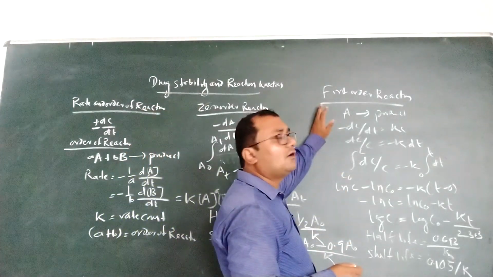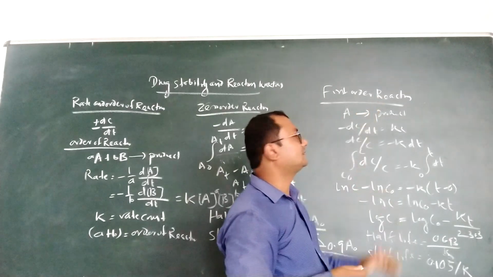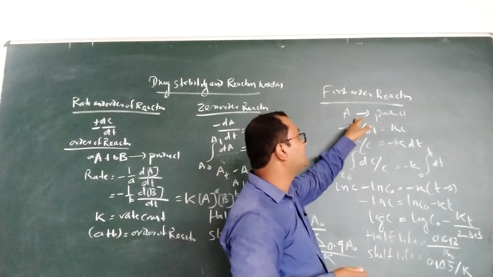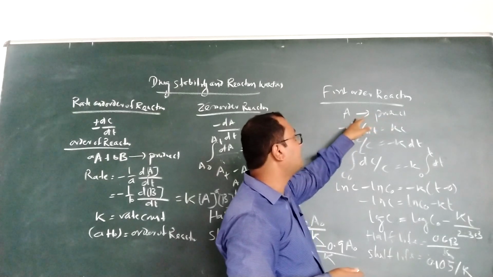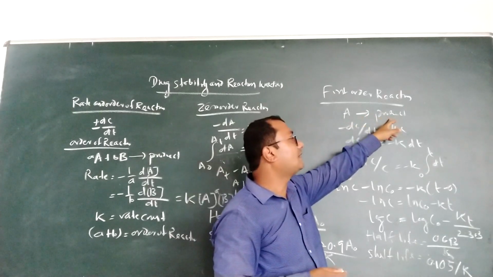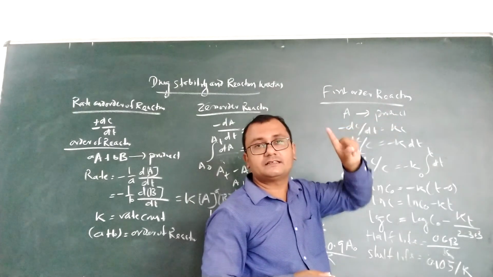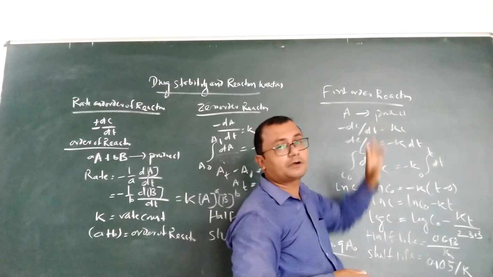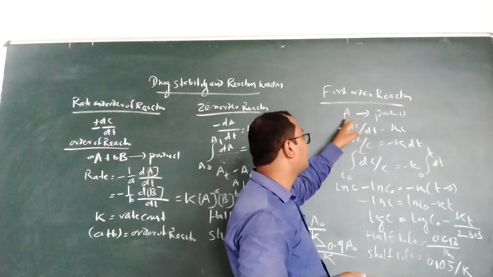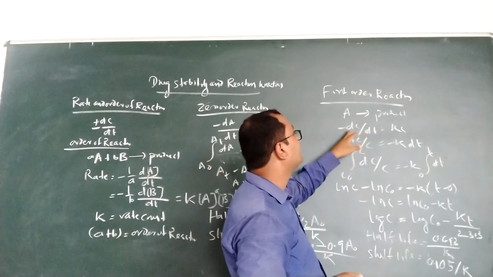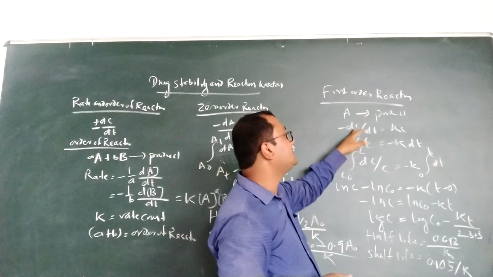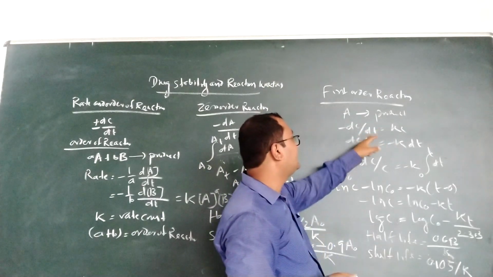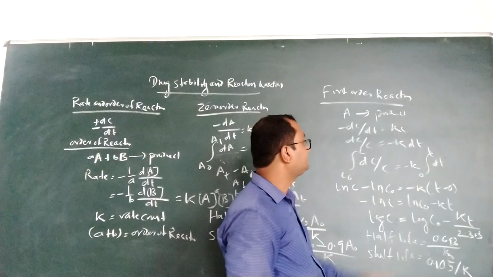Now let us go for the first order reaction. For the first order reaction we can write the schematic reaction, A, because first order means one reactant. So one reactant is changing to product, and we are taking A here. Then we can write dC by dt equal to Kc.